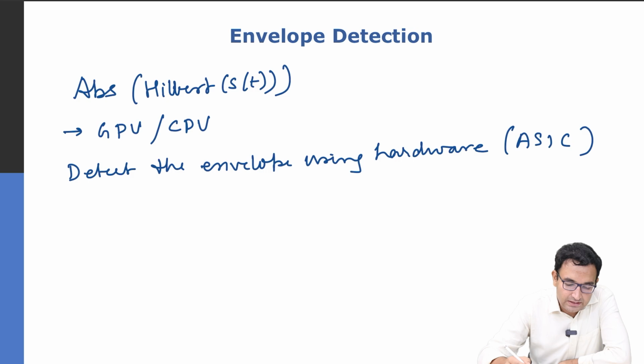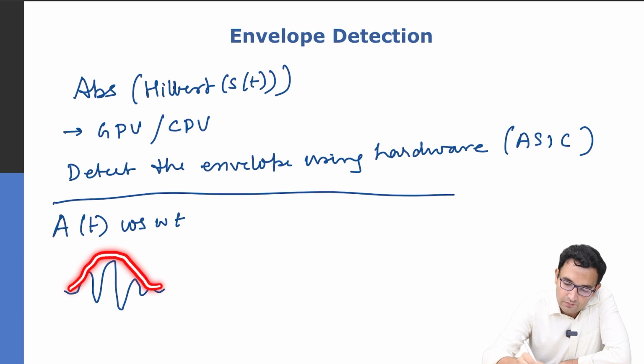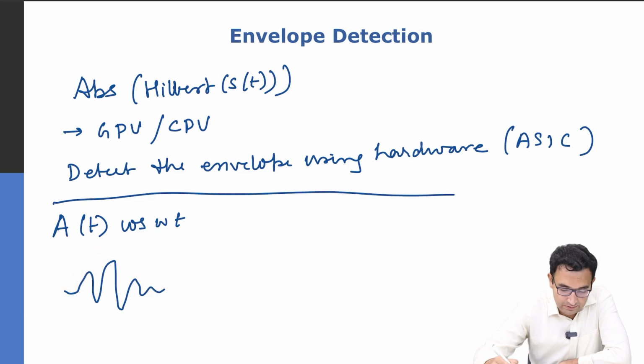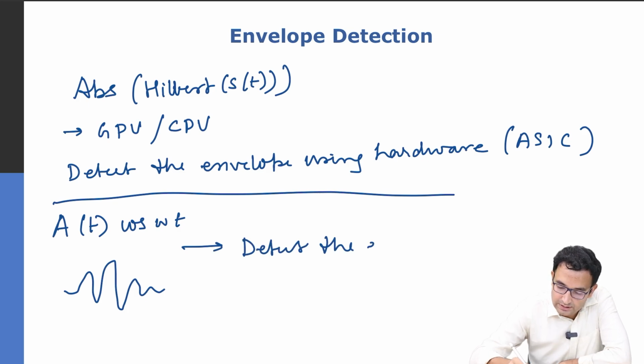So, in practice, what is done is slightly different. So, imagine if you have a signal which is given by A(t) cos omega t. Okay. This could be a signal with this type of profile where the amplitude is also a function of time, and then you have a cos omega t function. So what we would like to do is we would like to detect the envelope A of t, right? So from this we would like to detect the envelope.